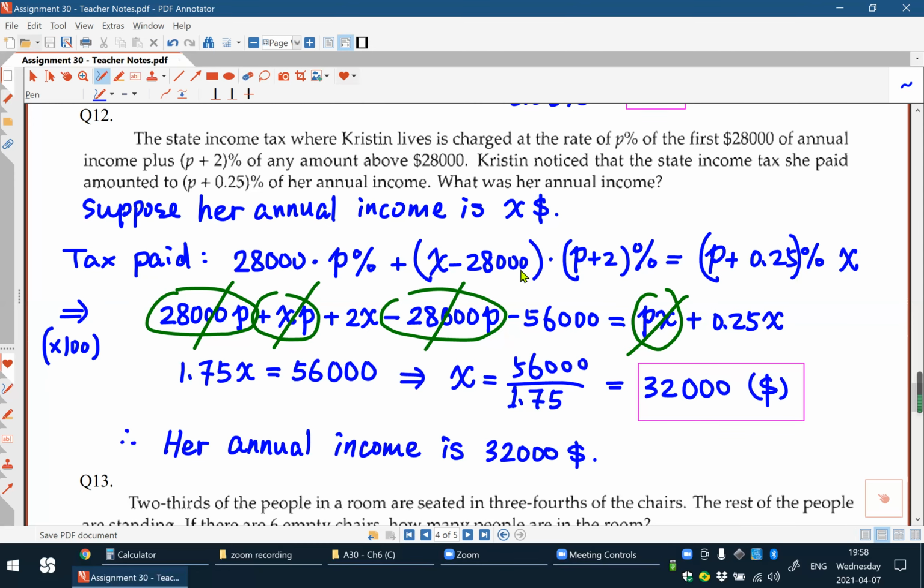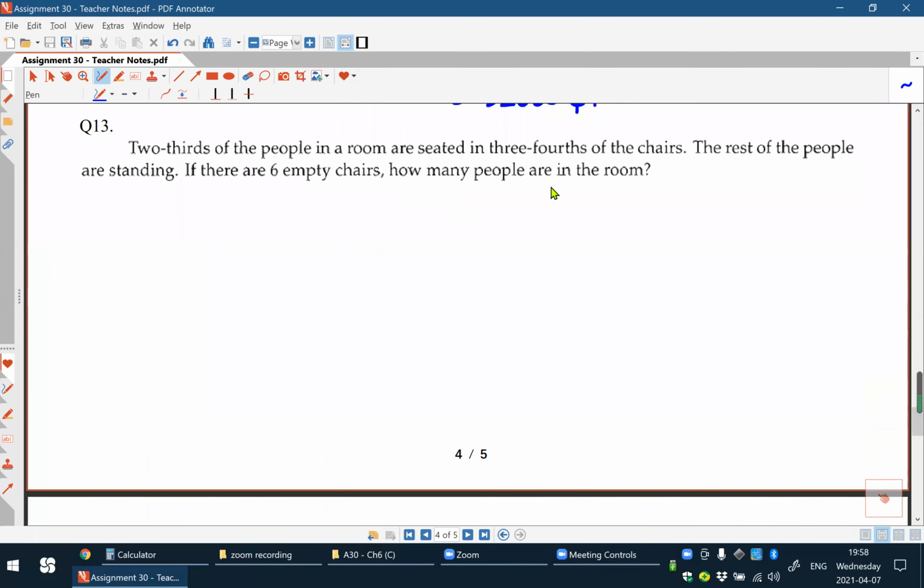No questions? Okay, let's see question 13. Two-thirds of the people in the room are seated in three-quarters of the chairs. The rest of the people are standing. If there are 6 empty chairs, how many people are there in the room?